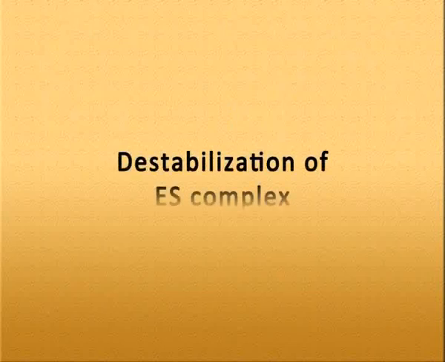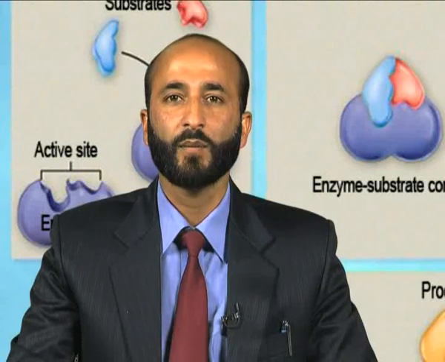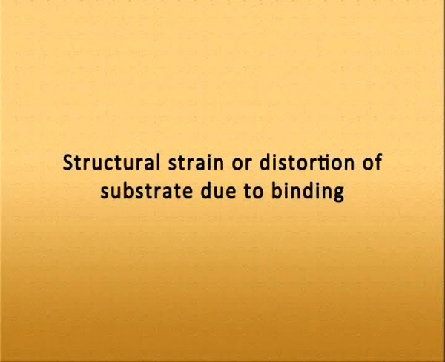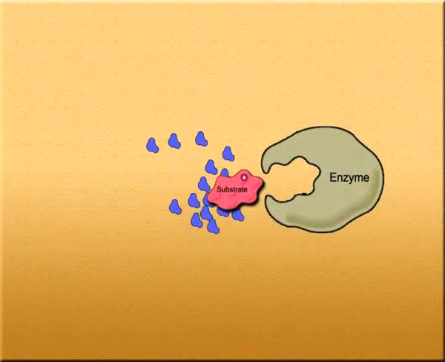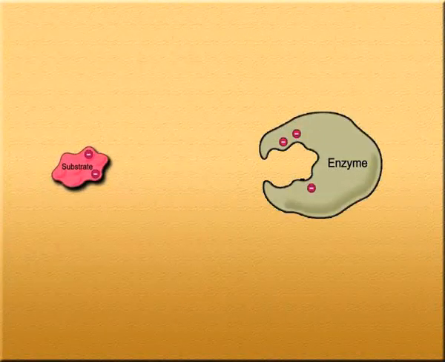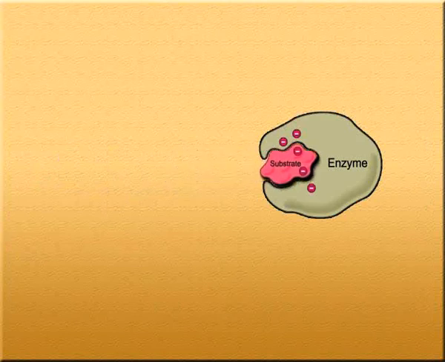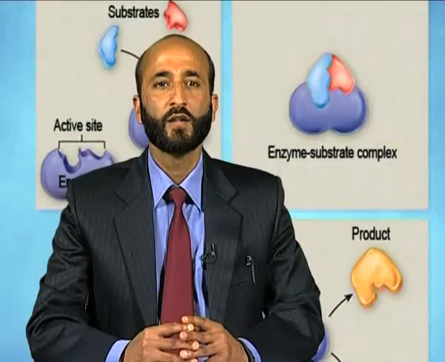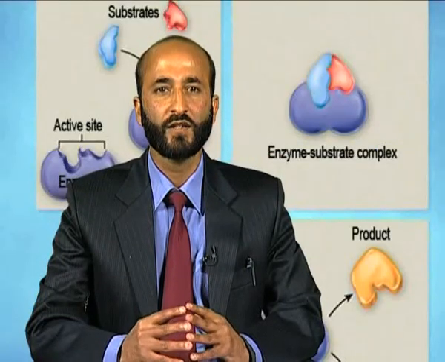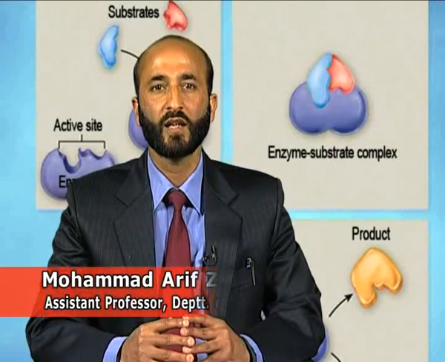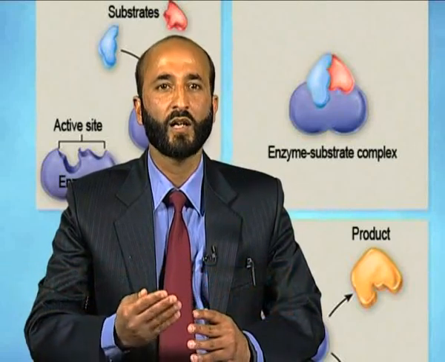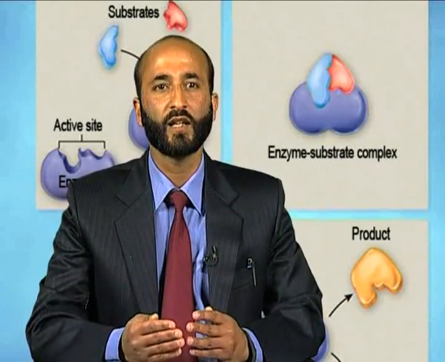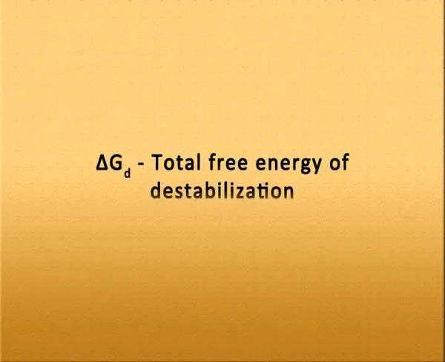Second, destabilization of enzyme substrate complex. Destabilization of enzyme substrate complex can occur due to the structural strain or the distortion of the substrate due to their binding, due to dissolution of hydration shells from charged groups, due to electrostatic interactions between charges of like sign. Destabilization makes enzyme substrate complex less stable and more reactive, thereby raising the energy of enzyme substrate complex. Now, whether by strain, dissolution or electrostatic effects, this increase is summed in the term ΔGD, the total energy of destabilization.